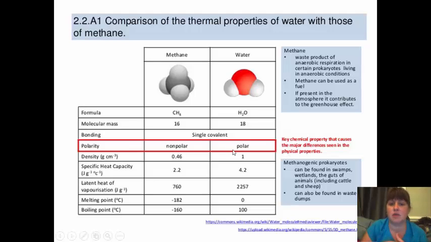This difference of the nonpolar and the polar is really what causes most of the differences that we see down here with their properties. It causes the differences between the density, specific heat capacity, latent heat of vaporization or evaporation. The melting point differences are huge, and as are the boiling point differences. So where do we find methane? Well, it's a waste product of anaerobic respiration, and it can also be used as a fuel. It's present in the atmosphere and can contribute to the greenhouse effect.